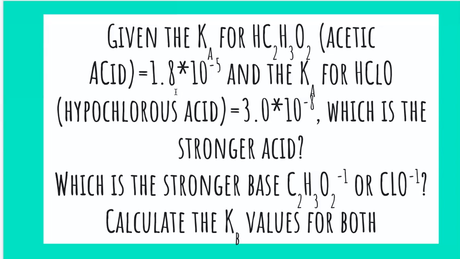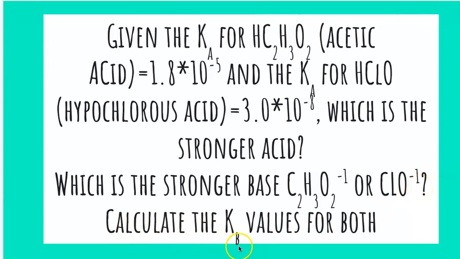Now with that knowledge, remember, stronger acids make weaker conjugates. Which base, based off of those, is stronger? Well, if acetic acid is stronger, that means its conjugate base, acetate, is weaker. And the ClO minus will be a stronger conjugate base.